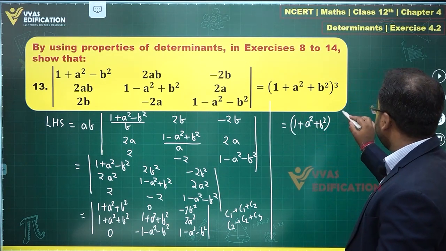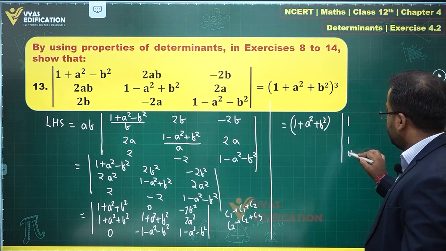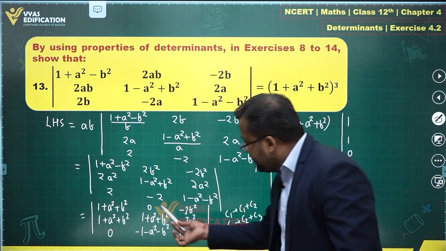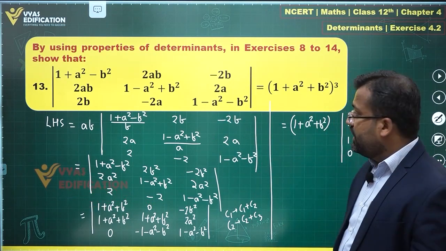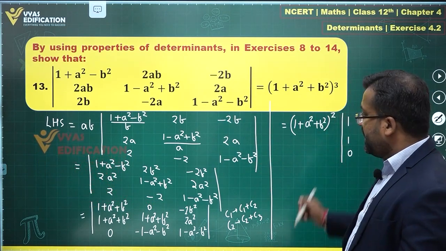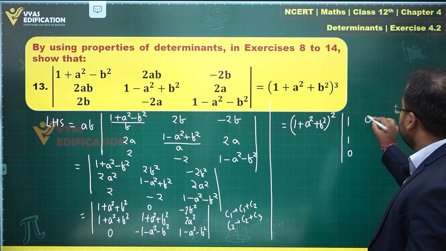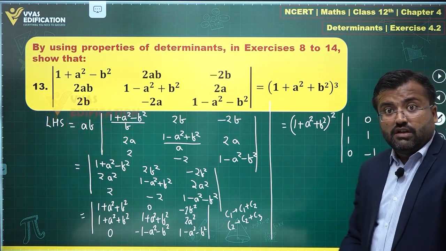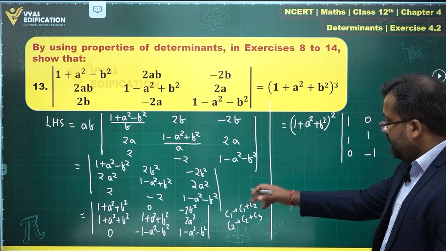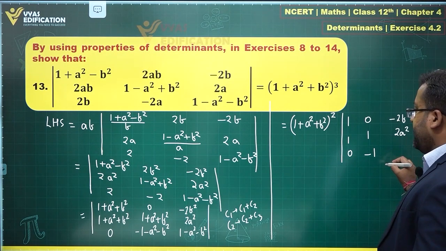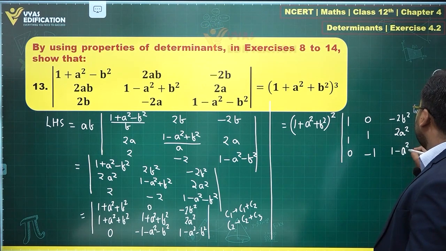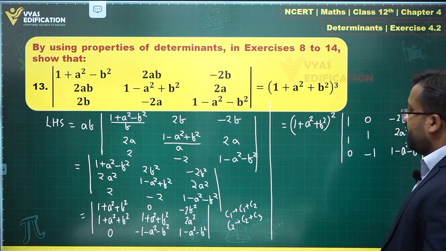The determinant that will remain is 1, 1, 0. You observe 0, 1 plus a square plus b square, and minus of 1 plus a square plus b square. You can take out a 1 plus a square plus b square from here as well. This will be 0, this will be 1, and this will be minus 1. The third term will be minus 2b square, 2a square, and 1 minus a square minus b square. This is what you have.